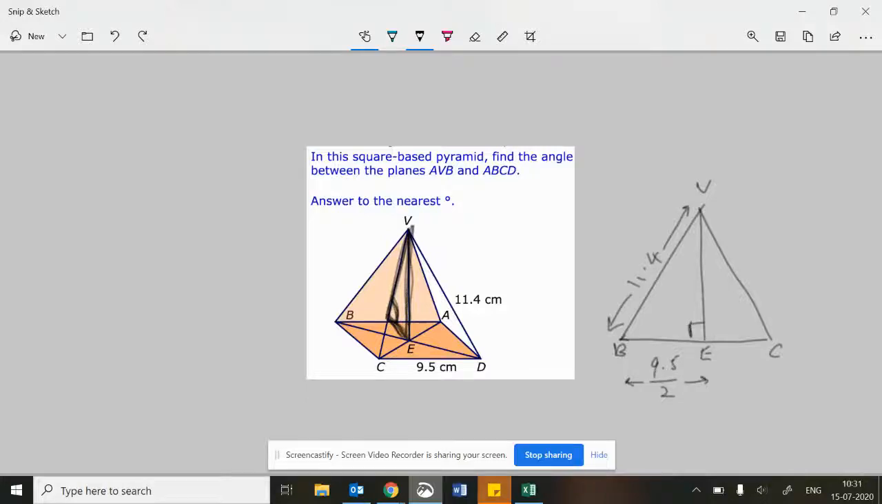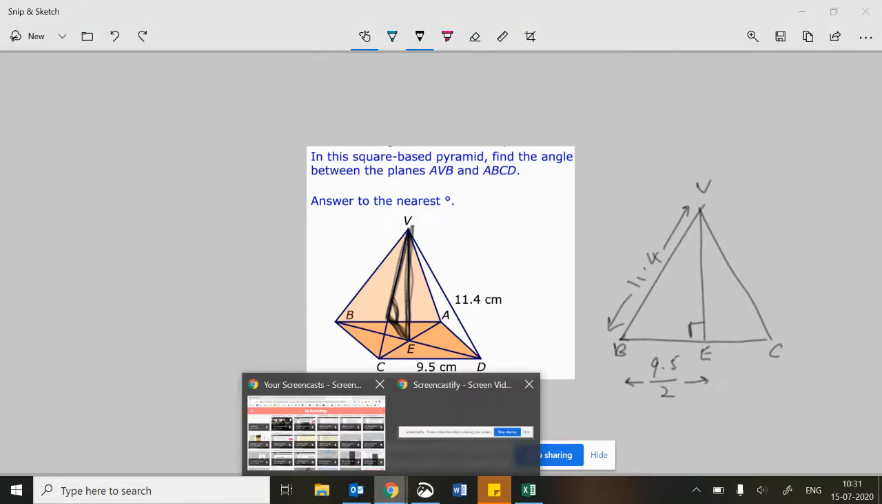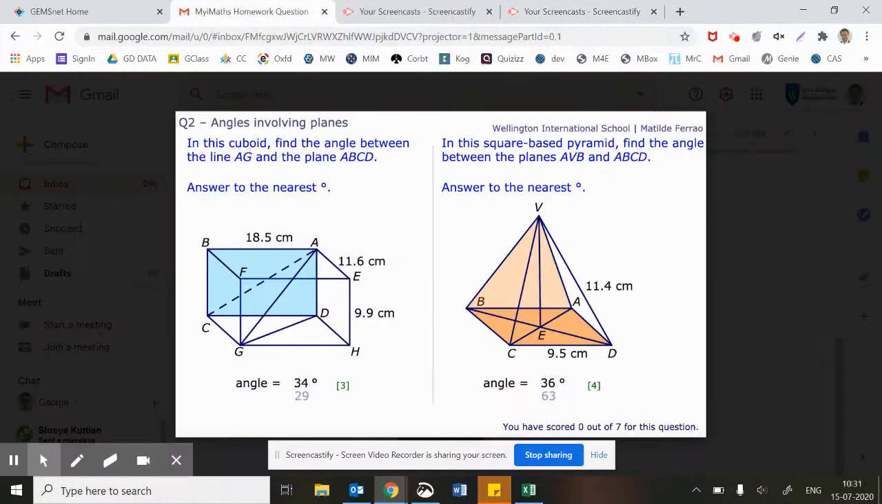Hi there, guys. I'm looking at the 3D trig questions which I set on my Imaths. There are two of these questions which I've just been asked via an email to sort out, and I'll post it to everyone. Let me just show you the two questions. It's this one on the left-hand side and this one on the right-hand side here.